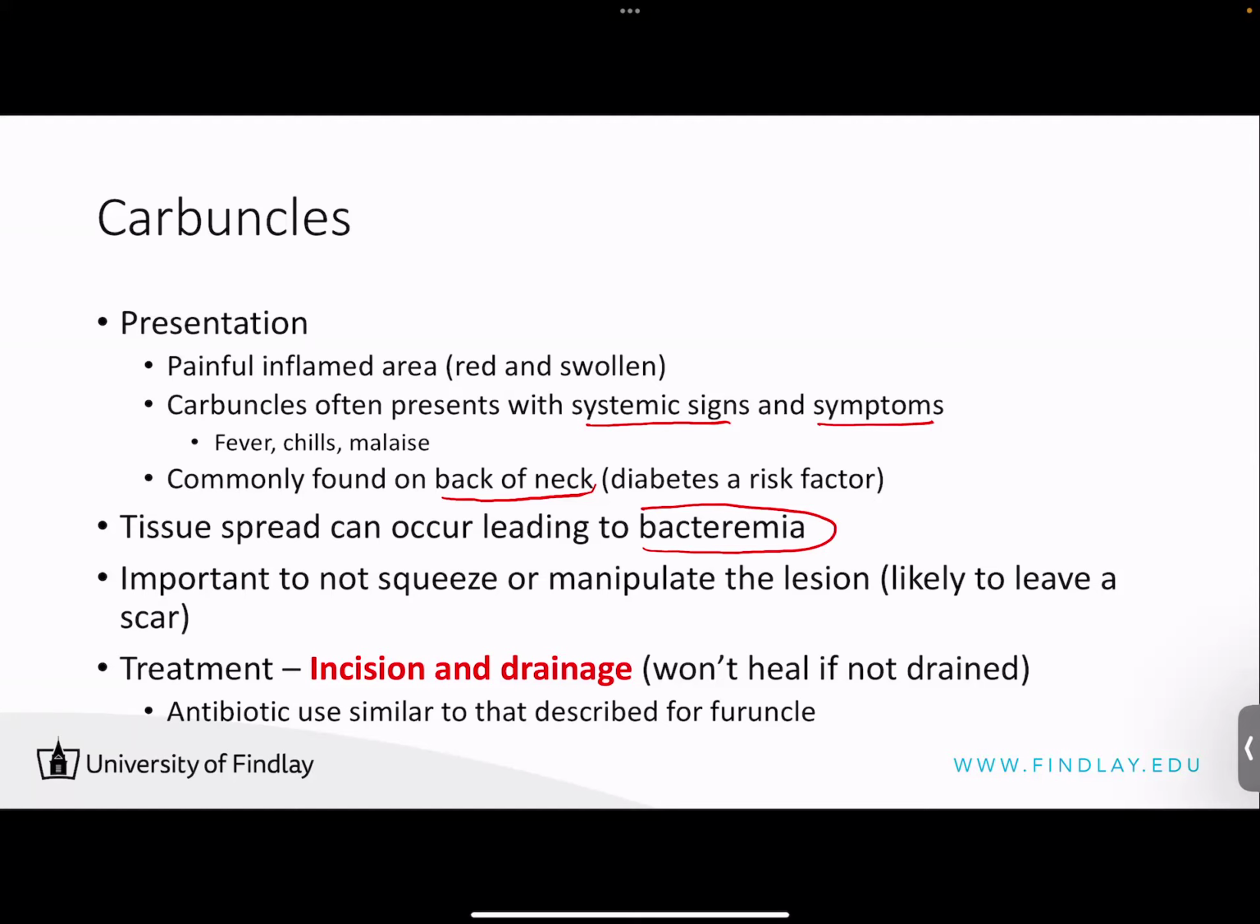If you don't mind scars, go for it. Squeeze it, puncture it, treat it at home. I would never recommend that. But a controlled incision and drainage is really what is required for a carbuncle if you're going to treat it correctly. Listen, with abscesses, especially large abscesses, if you don't cut it open and drain it, it's probably not going to heal. It's very difficult to treat a large abscess or a large carbuncle medically without incision and drainage.